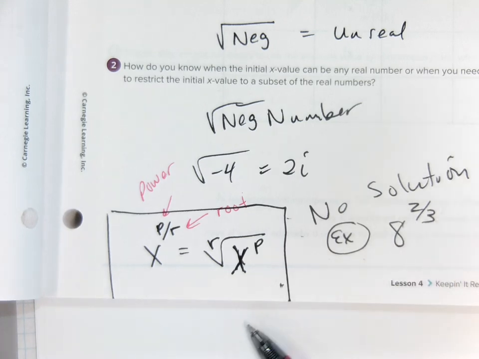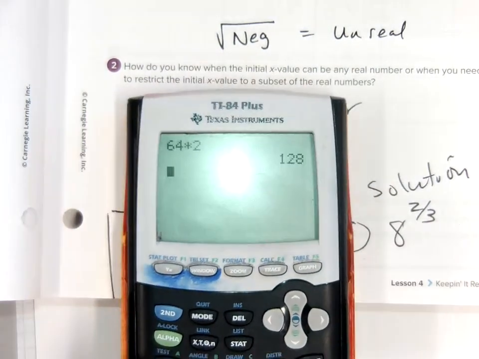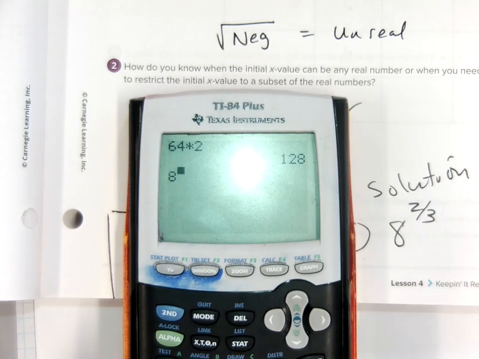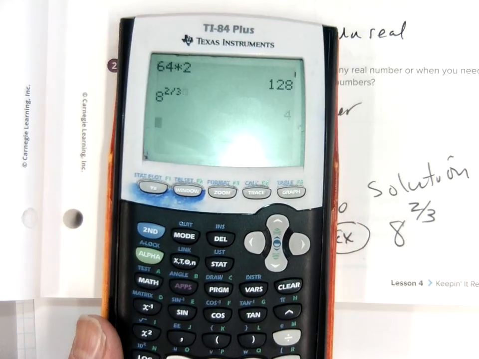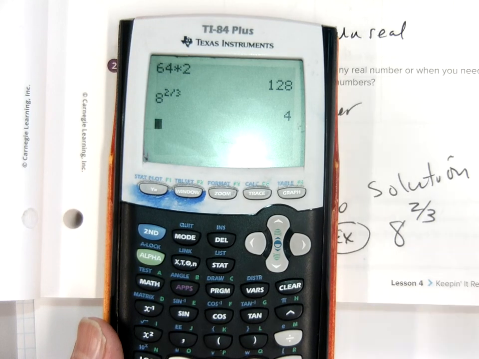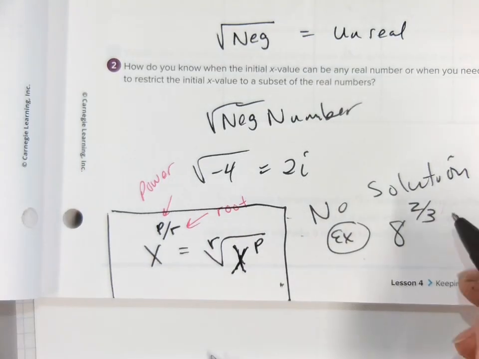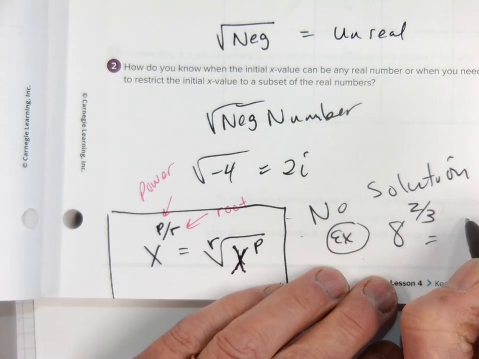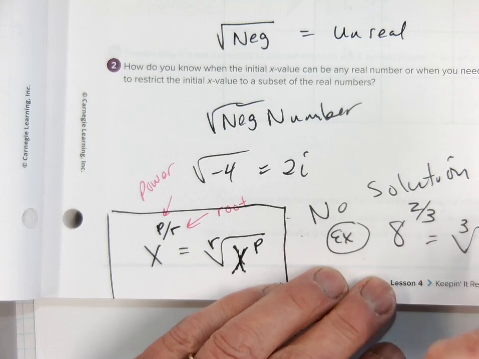Now you could do this on your calculator. You really can, because it's just numbers. You could take 8 to the power of 2/3, and the answer is 4. Let's see why the answer is 4. Here's why. We're going to rewrite this as the cube root of 8, squared.